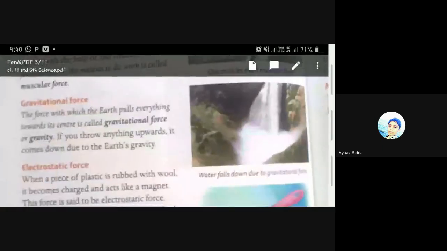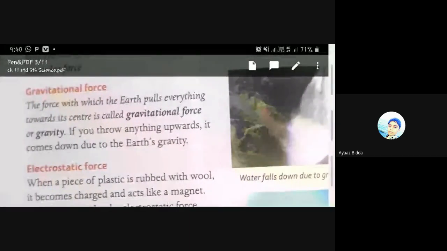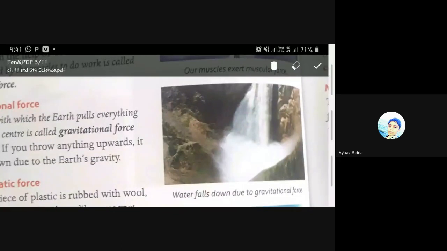Second one, gravitational force. Gravitational force means the force with which the earth is pulling everything towards the center. This is called gravitational force. You can give a good example of a waterfall. The water is falling from the top, but it is coming towards the earth. Why? Because of the gravitational force.